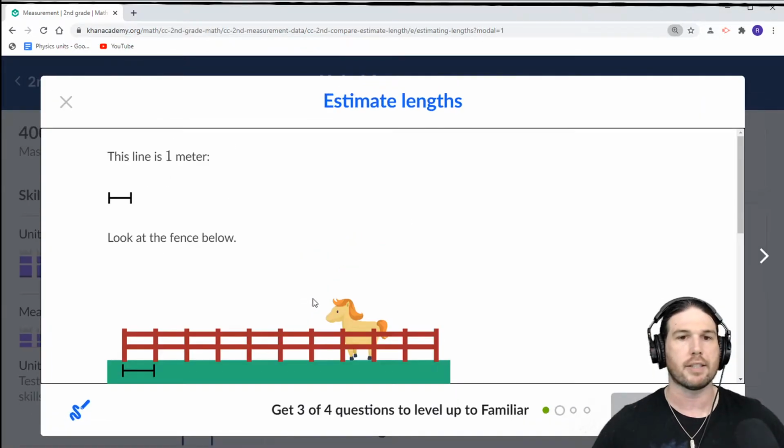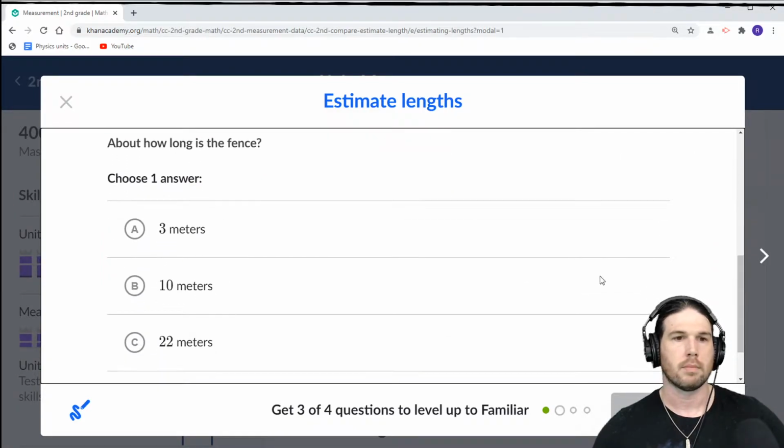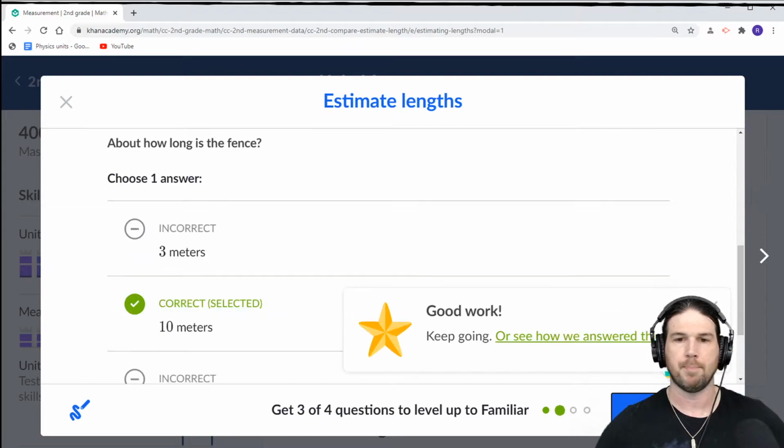This line is 1 meter. About how long is the fence? Well, I see 1, 2, 3, 4, 5, 6, 7, 8, 9. I see 10 meters here. So that would be B. I didn't have to estimate that one. I was able to count it out.